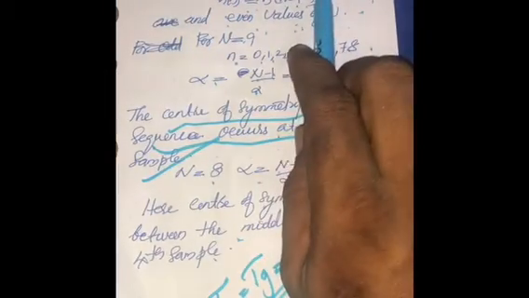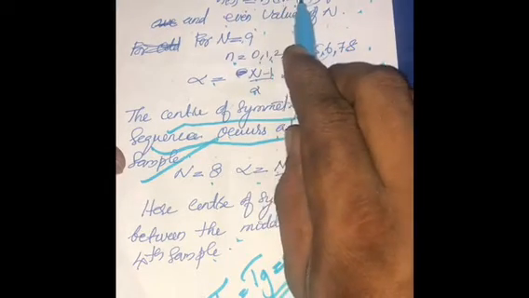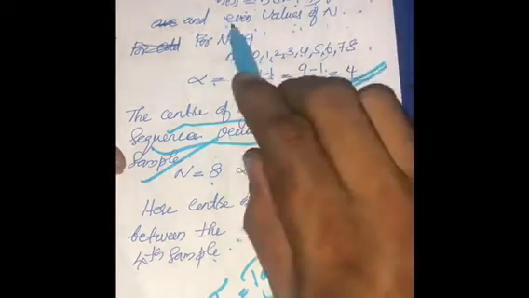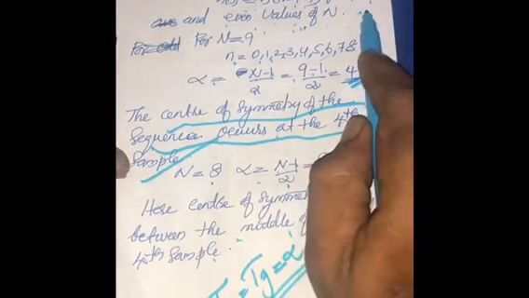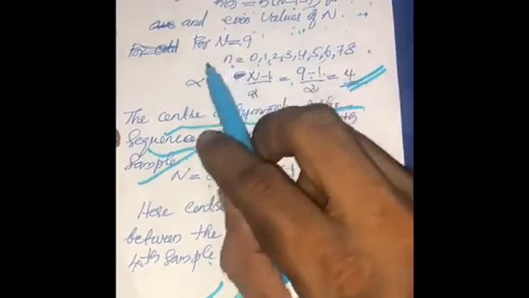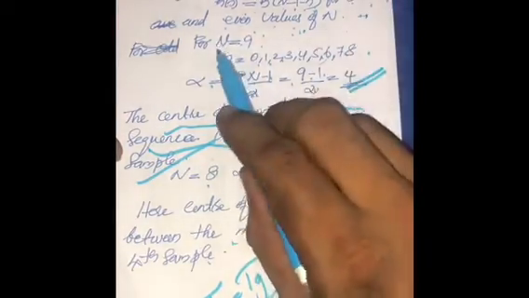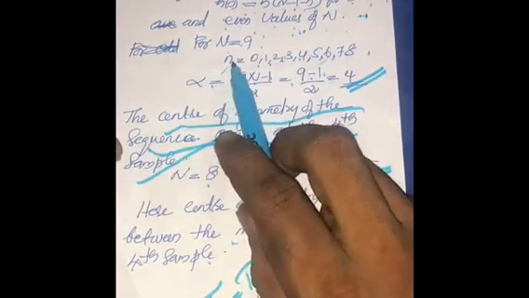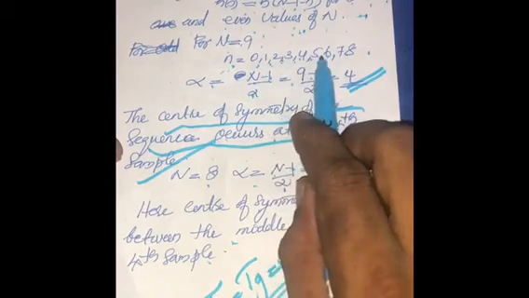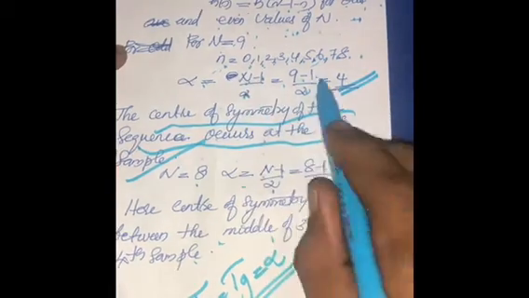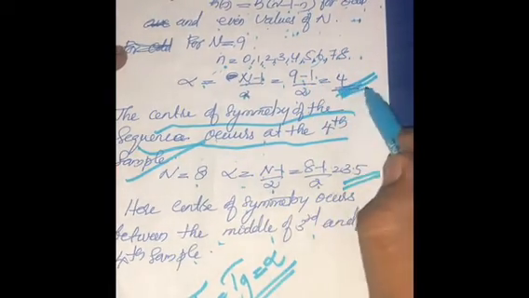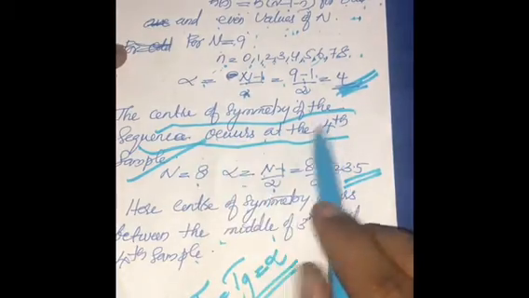The impulse response satisfies the symmetry condition h of n equal to h of N minus 1 minus n, for odd and even values of N. Now, for example, N is equal to 9, small n is equal to 0, 1, 2, 3, 4, 5, 6, 7 and 8. Alpha is equal to capital N minus 1 by 2, that is 9 minus 1 by 2. The answer is 4, that is, the center of symmetry of the sequence occurs at the fourth sample.